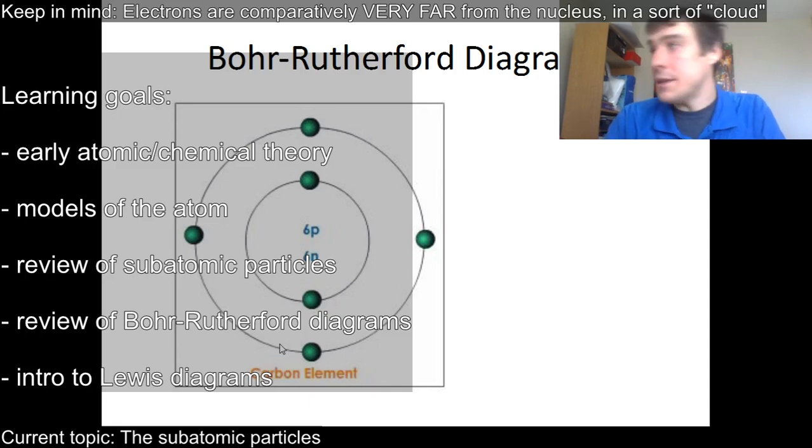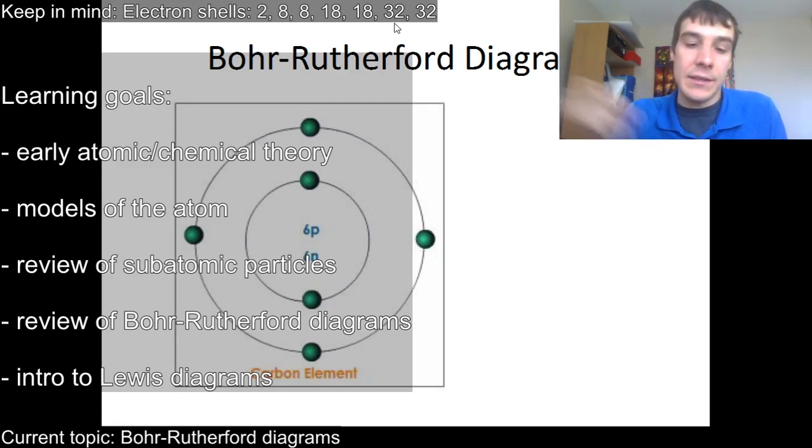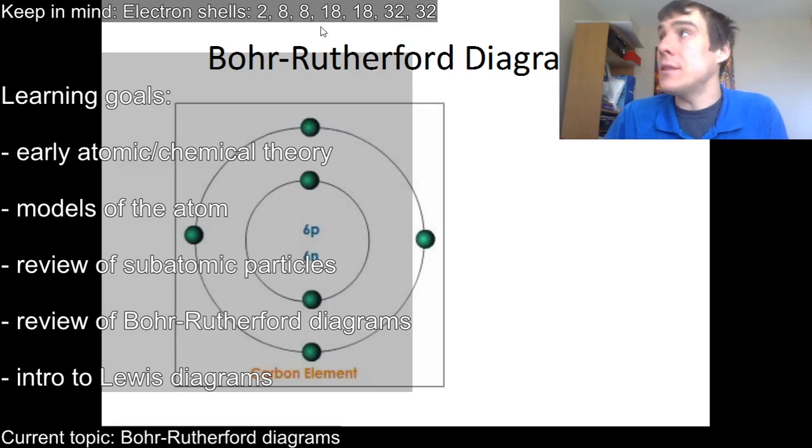So I'm going to pause and set that up for you. So here's a Bohr-Rutherford diagram. Here's the electron shells. They go 2, 8, 8, 18, 18, 32, 32. There is a pattern there. It's actually just the square numbers. So 1, 4, 9, 16 times 2. So 2, 8, 18, 32. There's reasons for that, but that's grade 12 chemistry stuff. So that's a Bohr-Rutherford diagram.